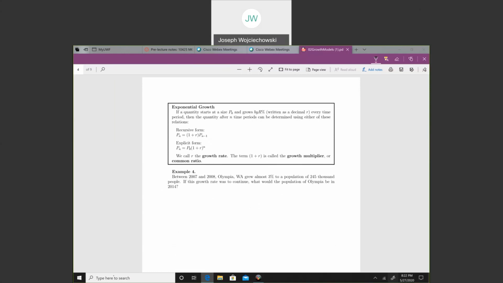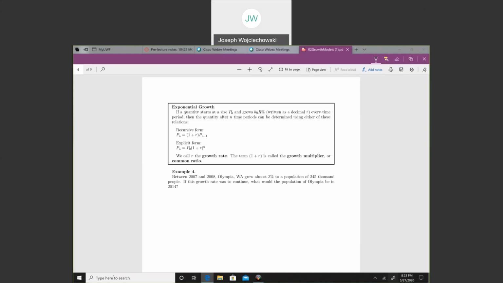So if a quantity starts at a size P sub 0 and grows by r%, again, we need to write our percentages as decimals every time period. Then the quantity after a time period can be determined by using either of these relations. We have a recursive form here, and we have an explicit form. R is called the growth rate. The term 1 plus R is called the growth multiplier or common ratio.